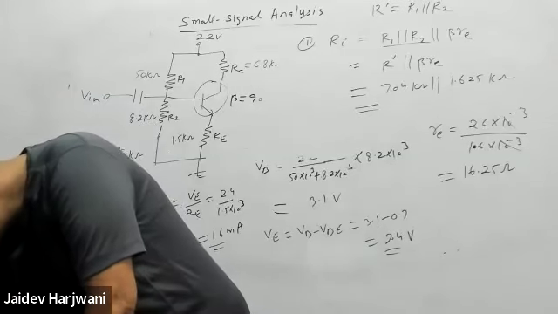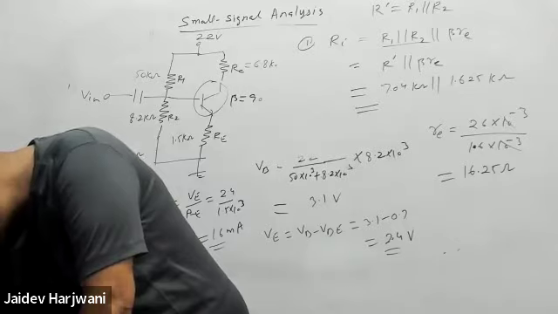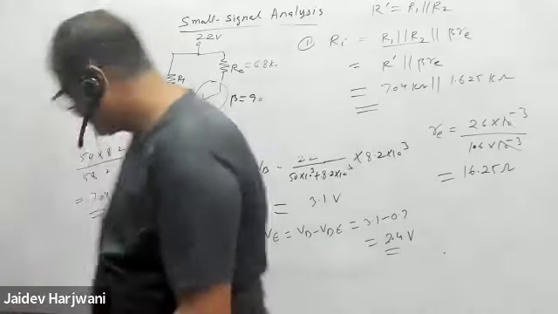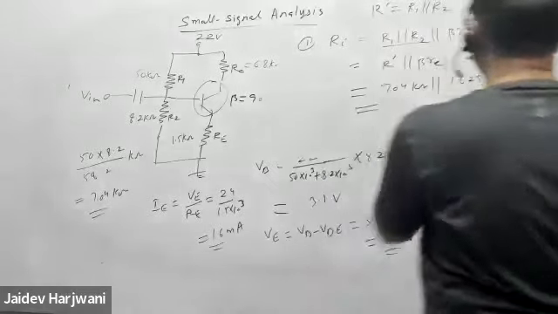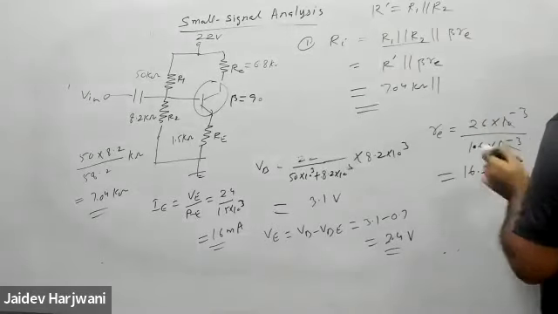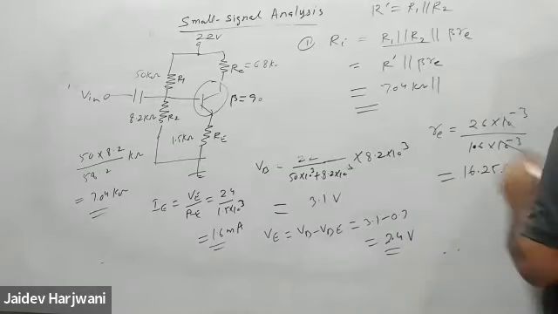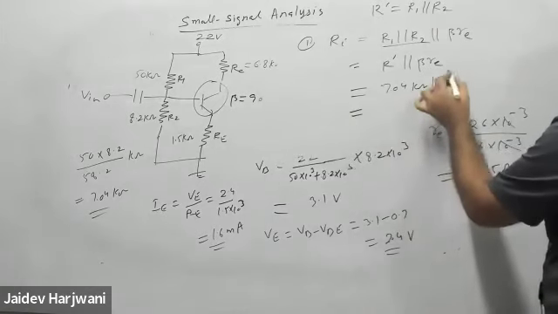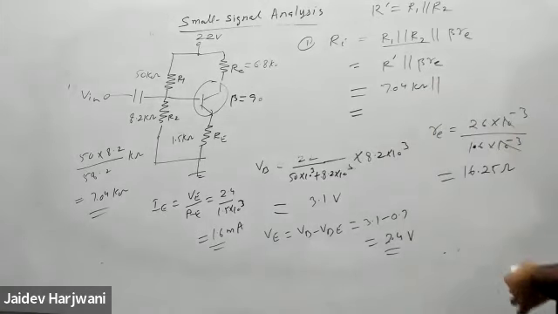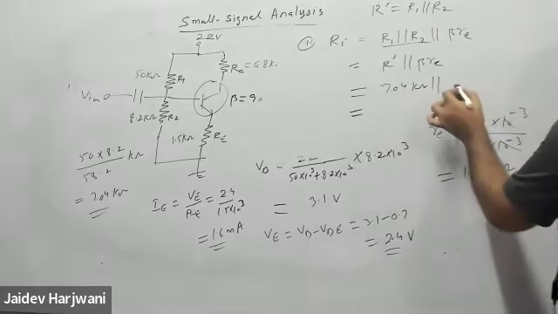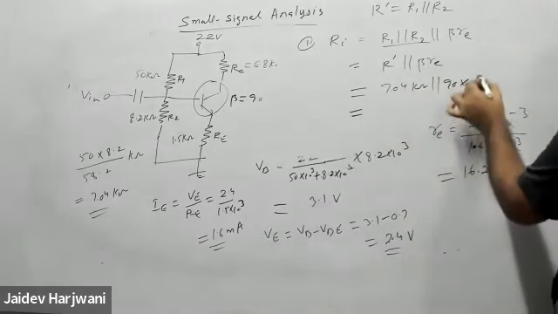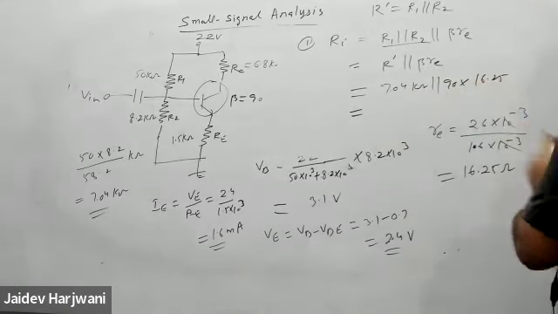सर अब बीटा की वैल्यू सर 90 है ना? हाँ 90 है, तो फिर कम हो जाएगा, कितना आएगा? 1.5 किलो ओम कितना आएगा? Guys, 90 into 16.25 ohm.